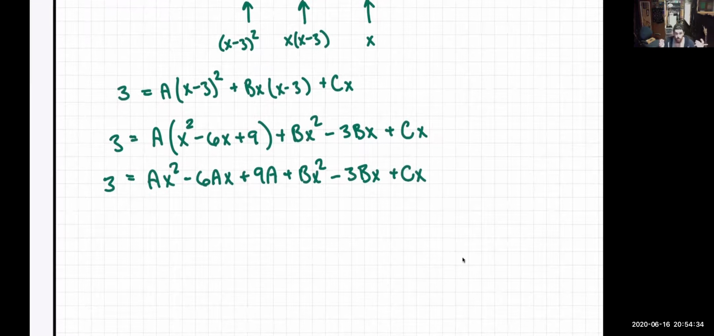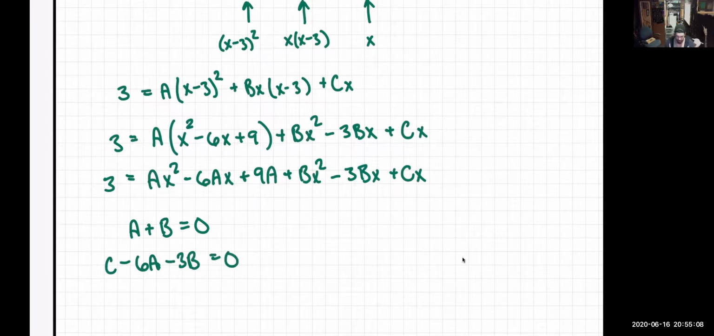And let's just collect all our terms. So the only second degree terms we have on the right-hand side are ax squared and bx squared. We don't have any on the left-hand side, so this means that a plus b must equal 0. We also have, in terms of x terms, we do have 3 of those. We have negative 6ax, negative 3bx, and cx. We have none on the left-hand side, so this means the coefficients all must add to 0. So c minus 6a minus 3b equals 0.